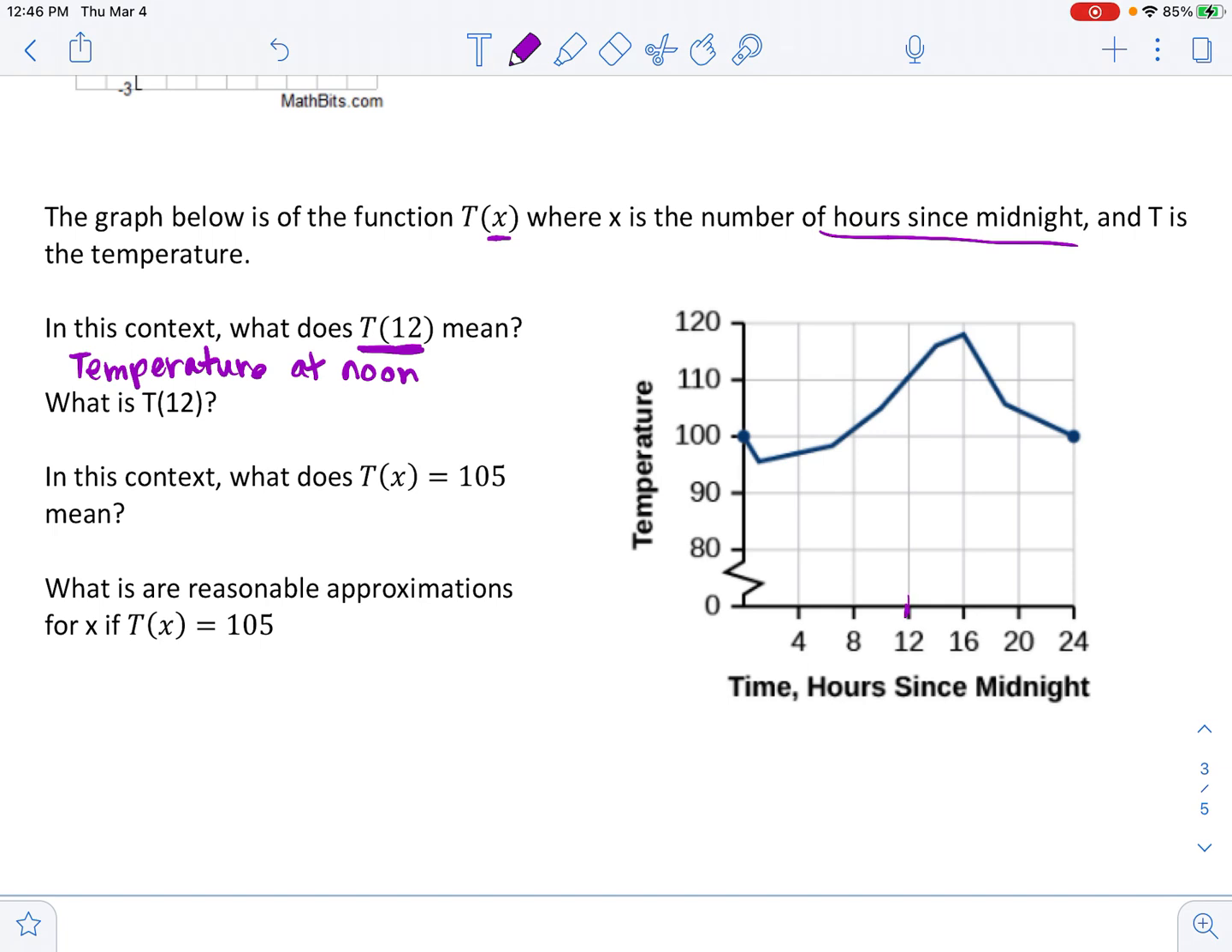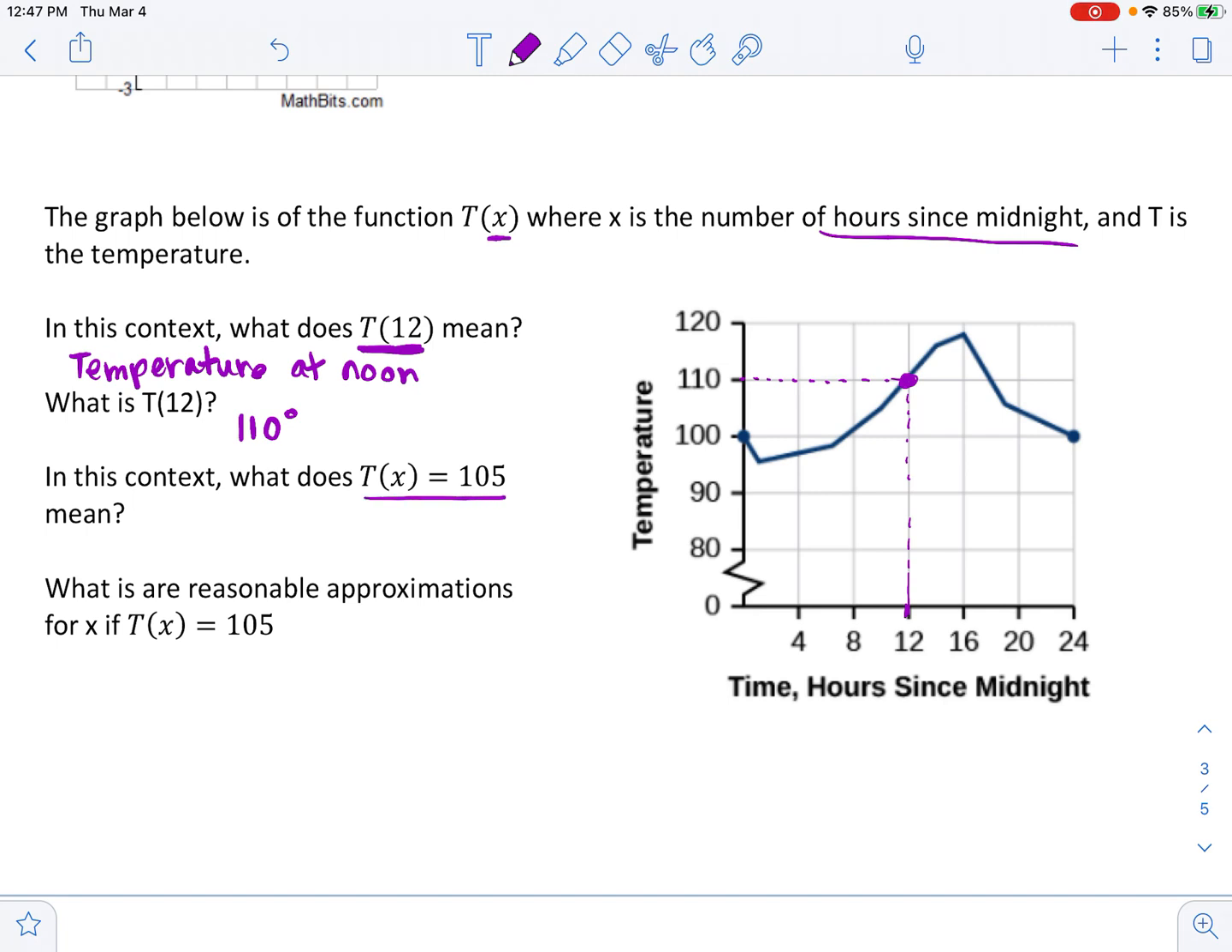Well, here's 12 as my input. I'm going to go up, up, up, up, up. There's where it hits the graph. And then I'm going to go over to find the output. And it turns out that at noon, the temperature was 110 degrees. Holy smokes, that's really hot.